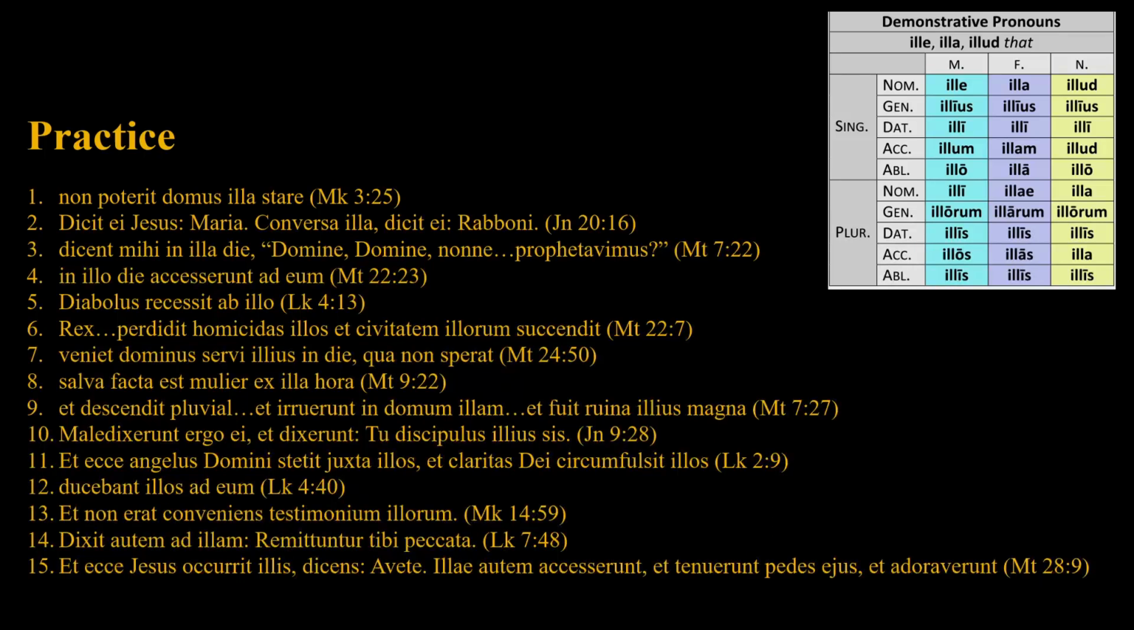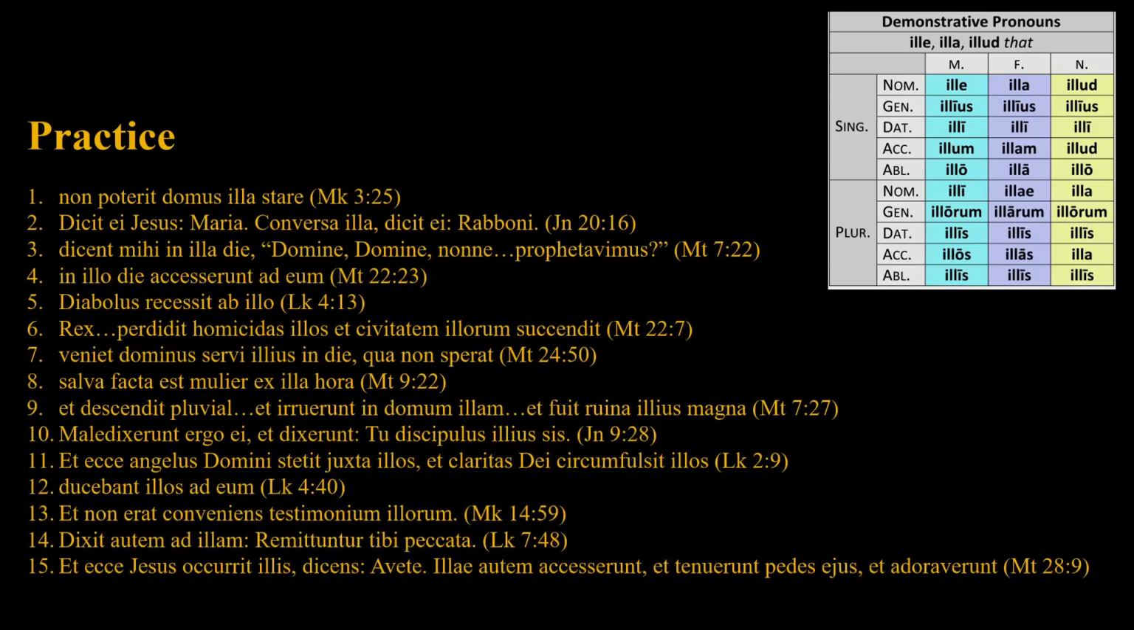Okay. 13. Et non erat conveniens testimonium illorum. Et non erat conveniens. Et non erat. He, she, it was not something. Okay. Et, and, non erat. Non is negative. Erat, he, she, it was. So something was not something. So what is that?